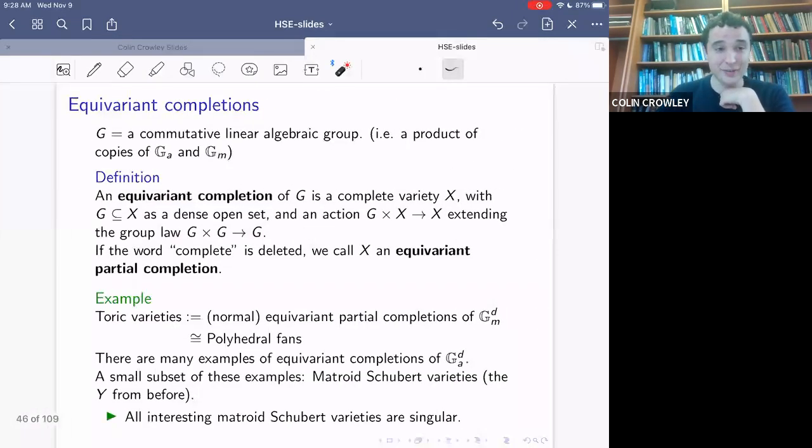And in order to justify to you that this is a small subset, all of the interesting ones are singular. So for instance, the only smooth example of a Matroid Schubert variety is P1 to the n. It's a power of P1s. So all of the others, all of the interesting ones have singularities. So this is a very small class, I suppose. This is all I want to say.